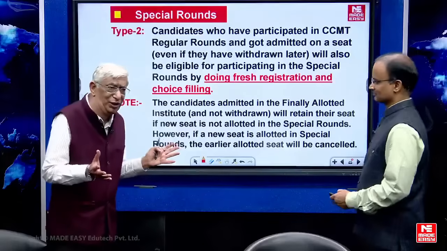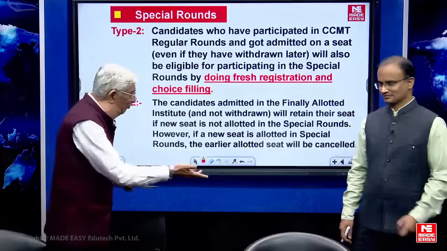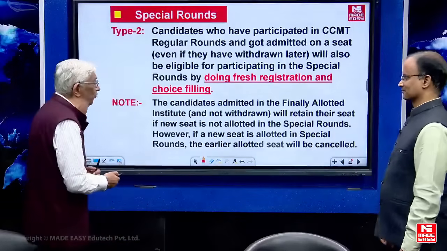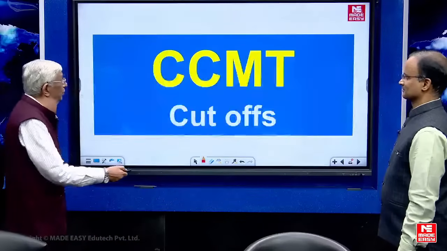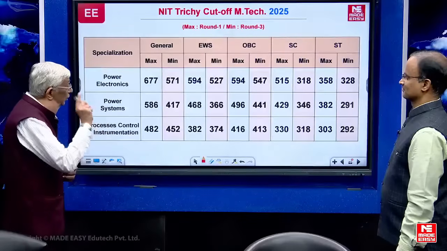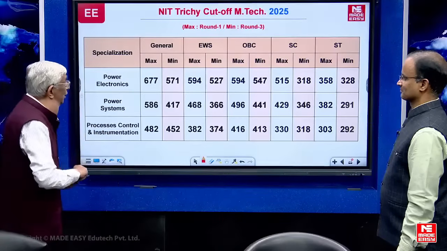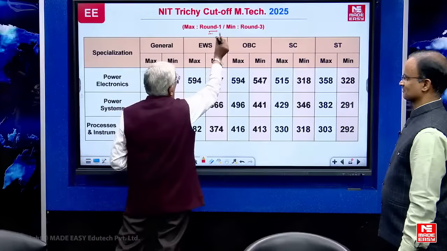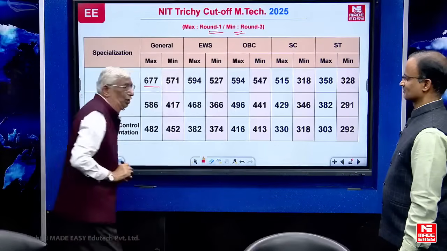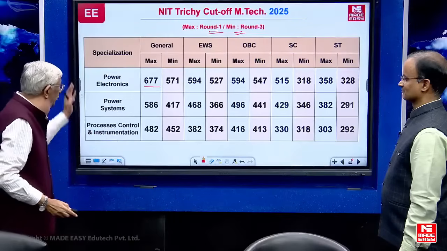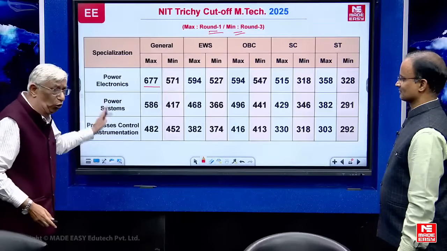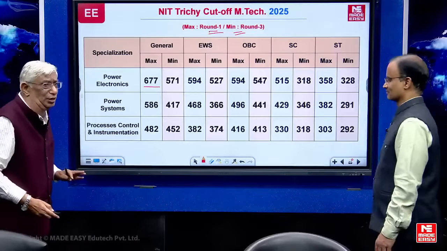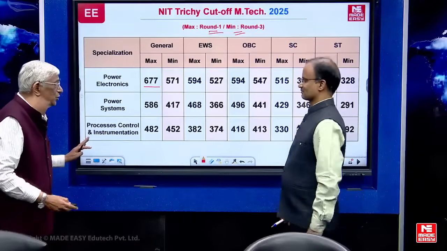There is a lot of data here, so we are not going to be spending time, but what I'll do is I'll pause at every slide for a second or two just to give you the opportunity of looking at it. Trichy, here the point to be noted is that the maximum is the opening of the first round and the minimum is the closing of the 3rd round. That is the aspect which you have to pay attention to. We have tried to list for the EE related courses for all the NITs. In fact, all the NITs are covered in this process one by one.